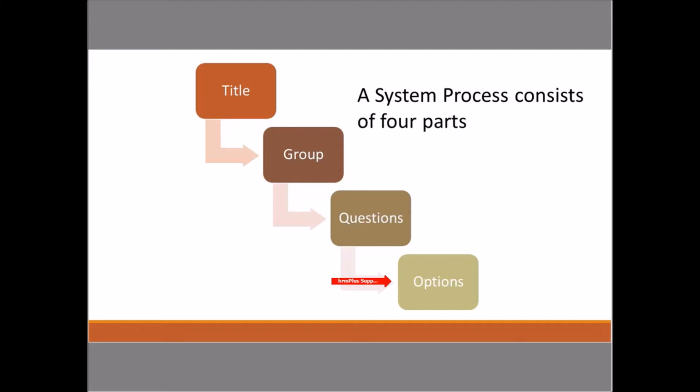So those are the 4 parts, and I tried to make a graphic so you know that they kind of build off of each other. So if you're looking for your questions, you've got to go to the group first, and then open that section up to get to the questions. And same with your options. If you want to get to the options and edit your options, you need to open the group, open the questions, open the options.